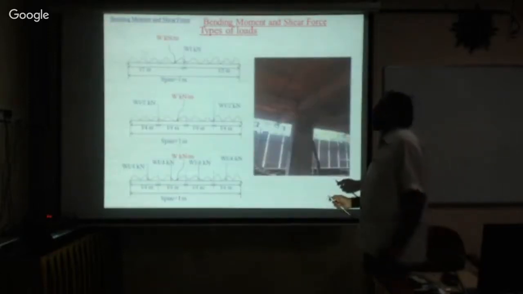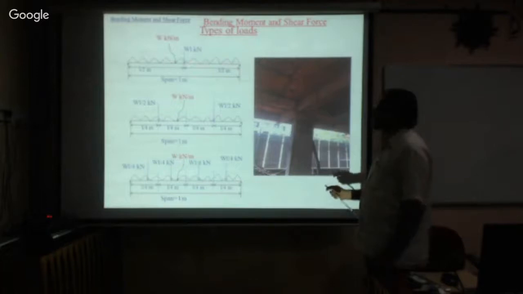And one thing we should understand here is the uniformly distributed load. So this is the uniformly distributed load, W kilonewton per meter. That is the load intensity of the load acting on the beam, W kilonewton per meter. In 1 meter distance, W kilonewton load is acting. Here the span length of the beam is L meters. Therefore the total load acting on the beam is WL kilonewton.